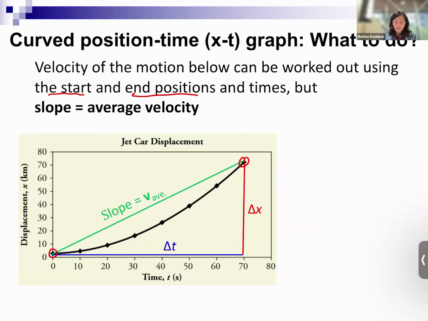Then you can calculate the slope as the change in the y-axis, which we also call the rise, right? You're probably more familiar with the terms rise over run from school, which defines the slope. So by getting the change in the position over the change in time, that gives you the slope, which is the average velocity.